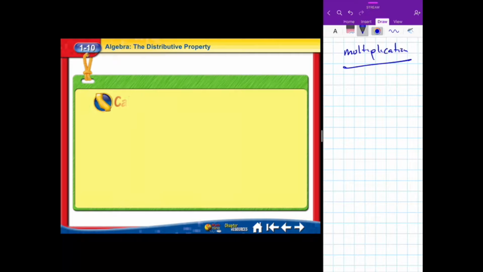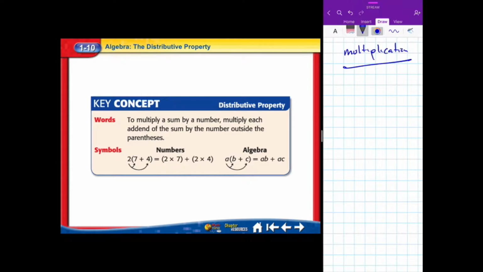Okay, so let's go ahead and write down our first key concept. Like before, you can go ahead and write this down, or you can pause it, and then when you're done, you can continue playing. Let's go over the concept first, and then I'll give you a moment to write it down. So today's key concept for the distributive property: to multiply a sum by a number, multiply each addend of the sum by the number outside of the parentheses.